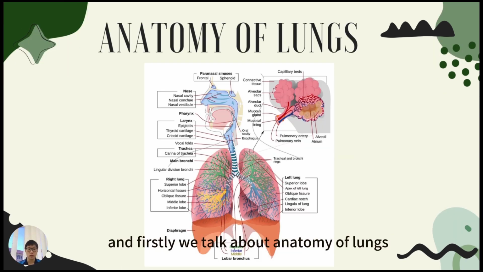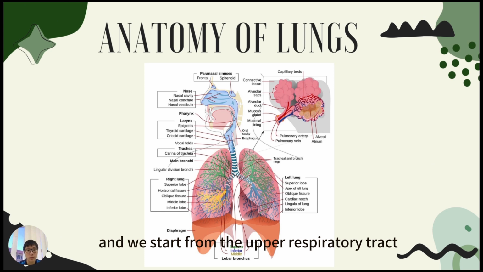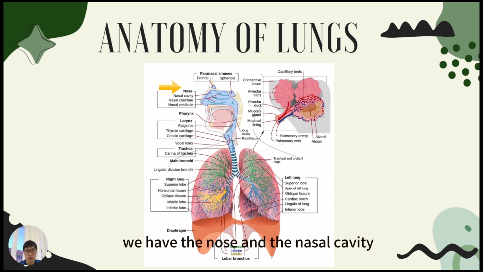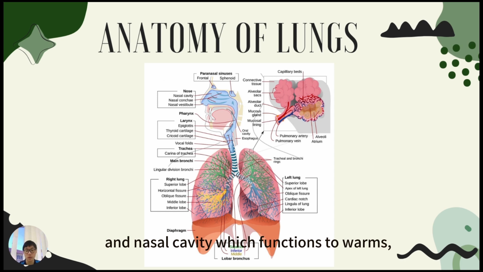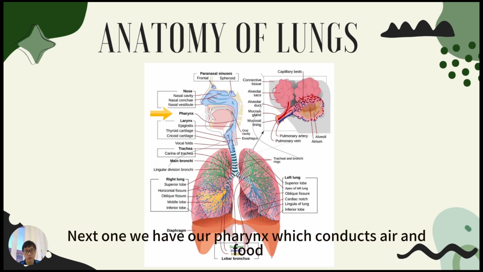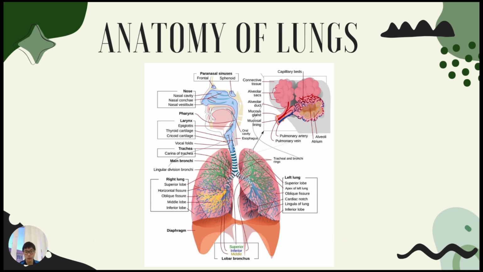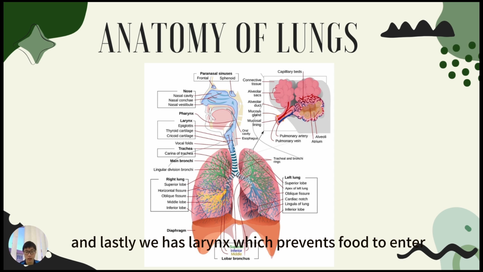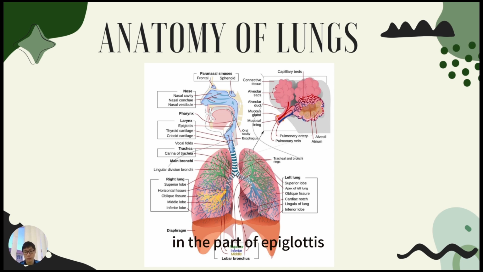Firstly, we talk about anatomy of lungs, and we start from the upper respiratory tract, which consists of the nose, pharynx, and larynx. In the nose, we have the nose and the nasal cavity, which function to warm, humidify, and filter incoming air. The next one we have our pharynx, which conducts air and food, and the nasopharynx also handles the air. And lastly, we have larynx, which prevents food from entering through the epiglottis and is also for voice production.